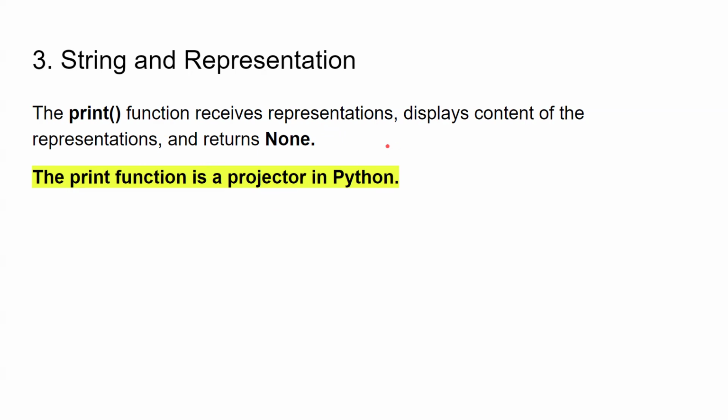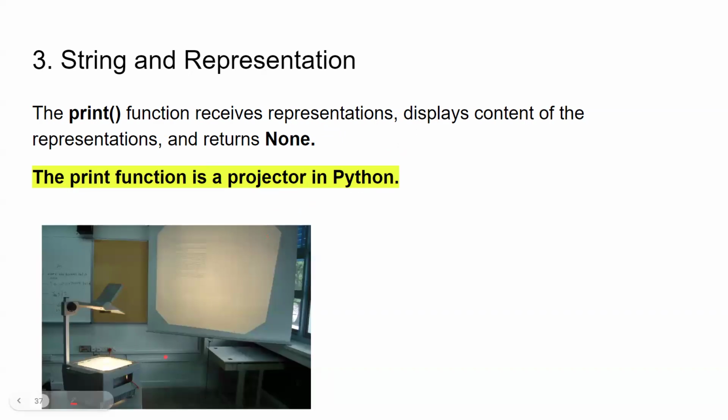So the print function is compared to a projector in real life. I display something but return None. A projector also displays something, but there's nothing produced by the projector, only the image, and the image isn't a real object. You just make it display on a large screen, then you can read it from far away. But there's only an image, it's not a real object.